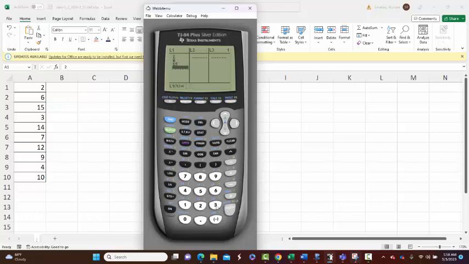3, 14, 7, 12, 9, 4, and 10. So we go Second and then Quit to get out of this. Then we go Stat, Calc, 1-Var Stats, L1. That's why I always like to keep the data in L1.